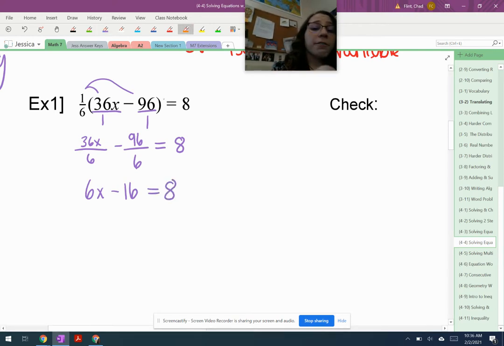Ooh, I forgot to draw my line down the center. You might forget to do that occasionally too. I will always forget, but I'll try to remember.